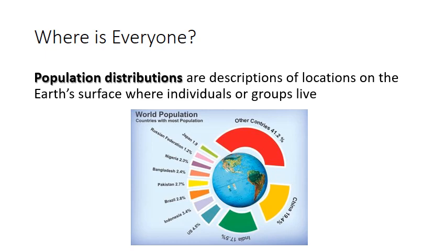If you take a look at this diagram, you'll discover that of the world's population, more than 1 in 3 are either from China or from India.